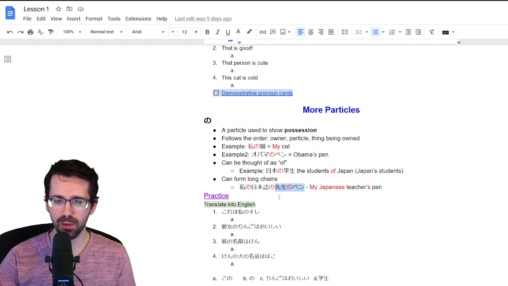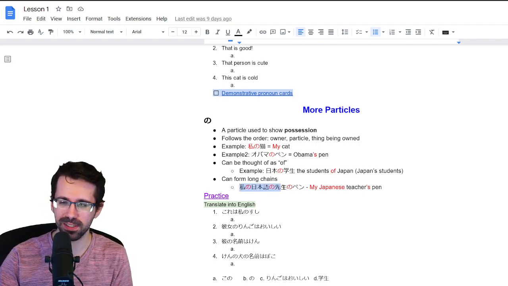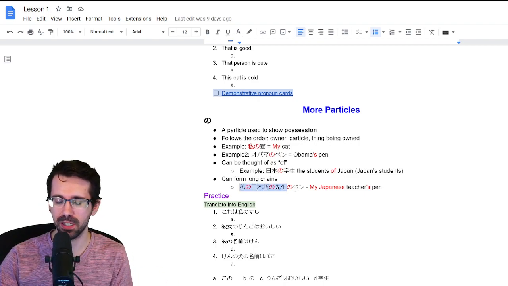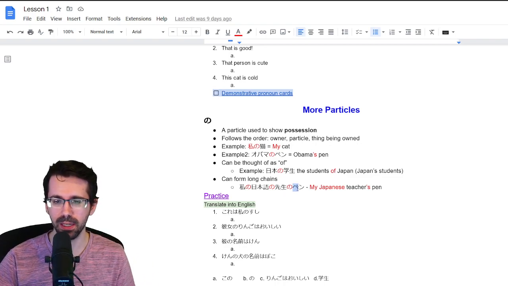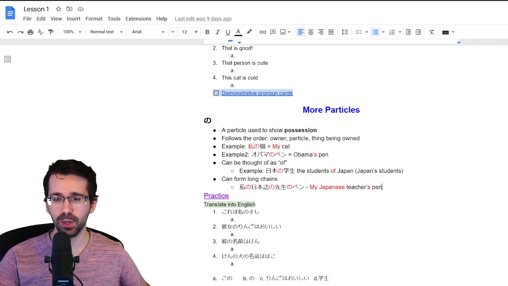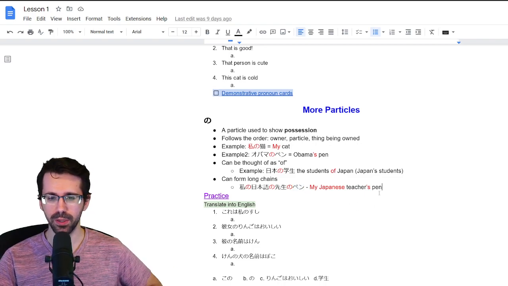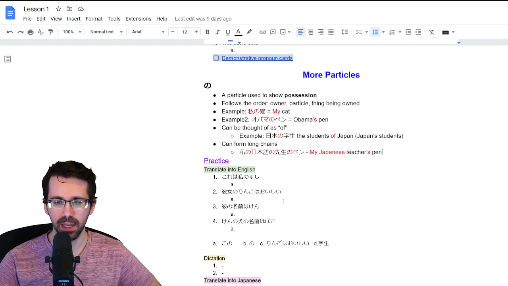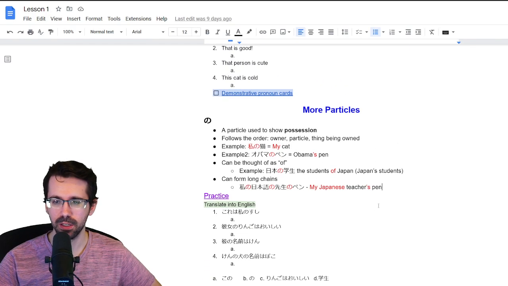And as we go farther to the left, we get even more information. What teacher? Nihongo no sensei. Oh, the Japanese teacher. But what Japanese teacher? Watashi no Nihongo no sensei. My Japanese teacher. So the farther we go to the left, the more detailed information we get about this pen. And that sometimes happens with no as well. Again, that is a pretty easy one. People don't have too much trouble with that. But of course, as always, it's good to try out these practice questions just to make sure that you're solidifying that knowledge.